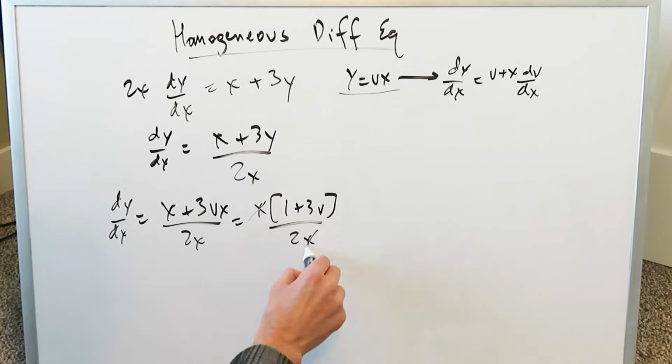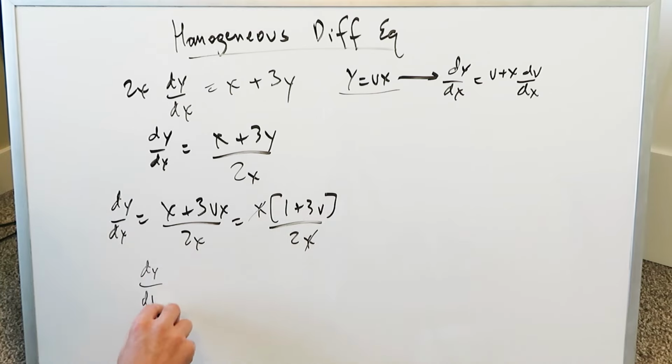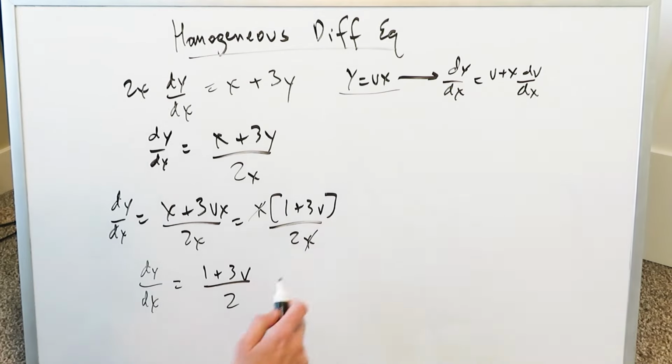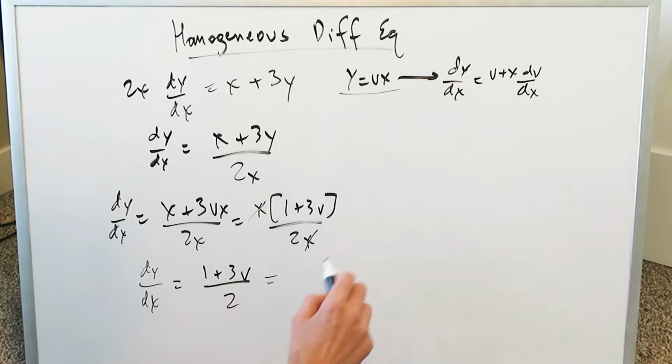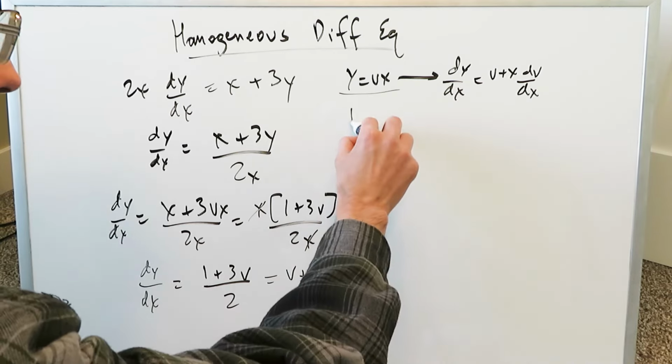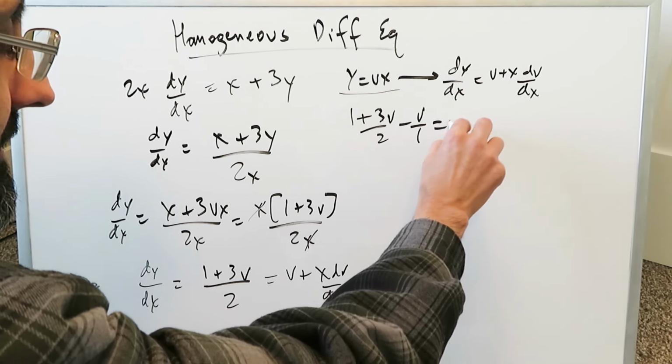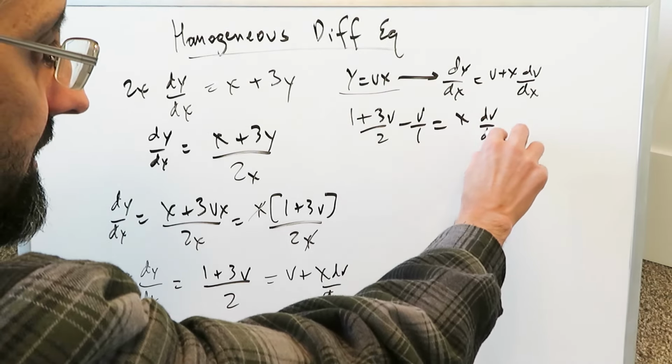You see how these x's will cancel out? You'll have dy over dx is equal to 1 plus 3v over 2. This is equal to that, and that right there is equal to dy over dx. Therefore, both of those items are equal to each other. You have v plus x dv over dx. Take this v onto the other side and do a common denominator. 1 plus 3v over 2 minus v over 1 is equal to x dv over dx.